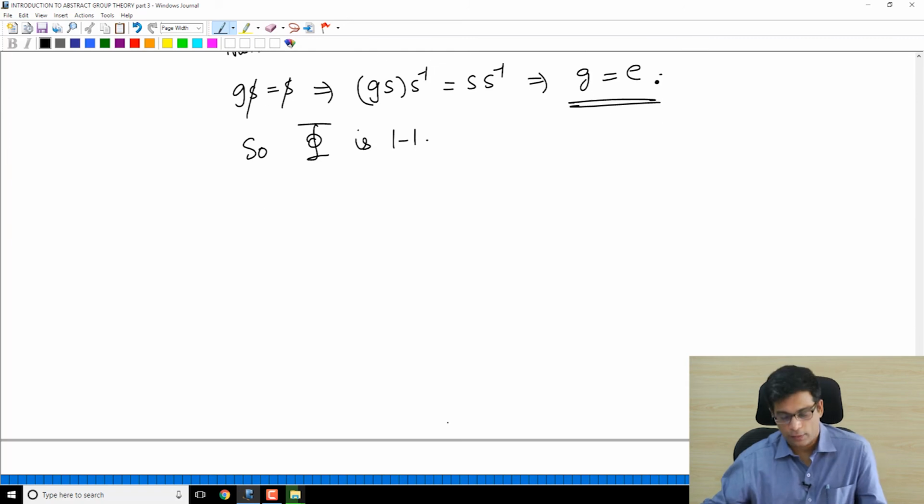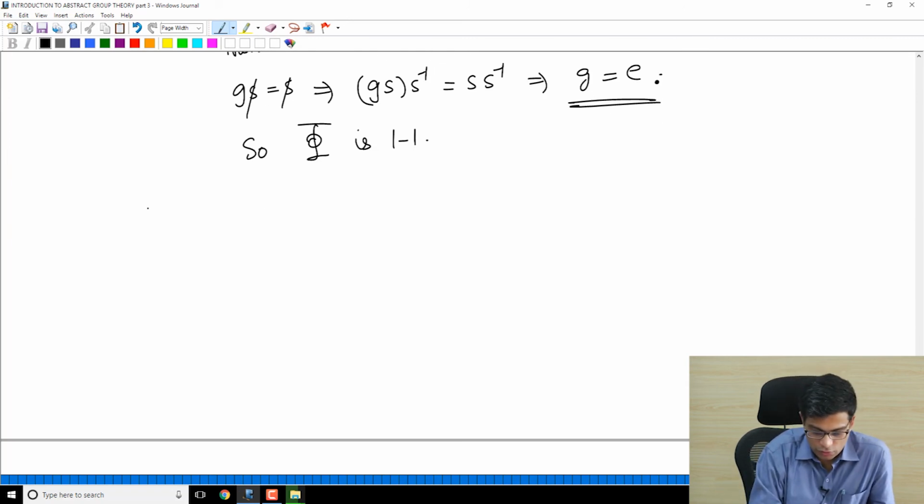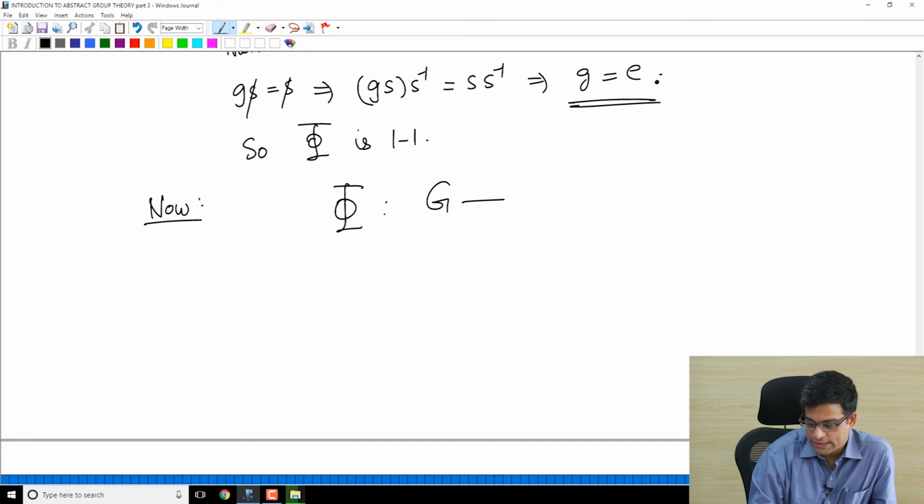Now let's take stock of where we are. So now the situation is: capital phi from G to Sn is a 1-1 group homomorphism.